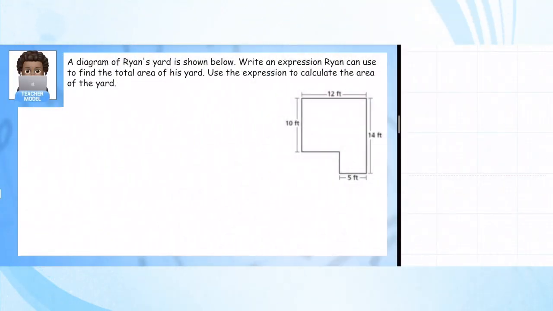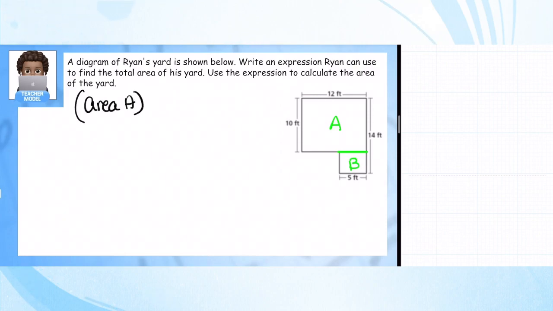For our two practice problems, I'm going to do one using decomposition, and I'll use the empty space strategy for the next one. So here I'm going to cut this. This is Ryan's diagram. We want to write an expression to find the total area. All right, so I'm going to use decomposition. I'm going to cut it right here. And now I'm going to find the area of this part A and this part B.